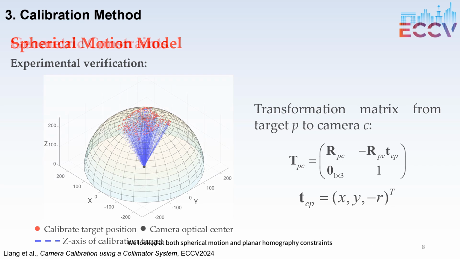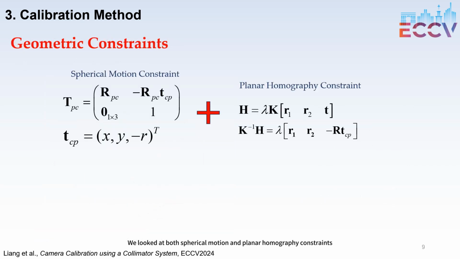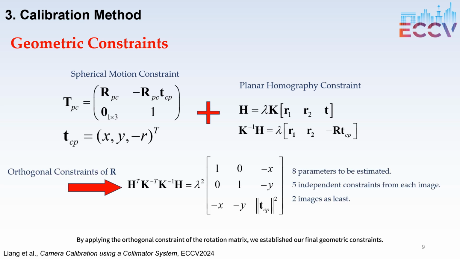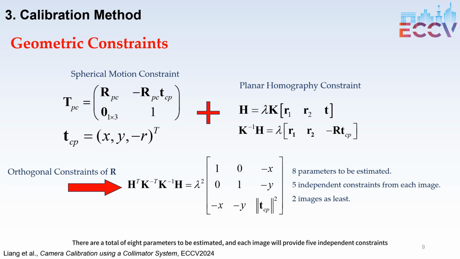We looked at both spherical motion and planar homography constraints. By applying the orthogonal constraint of the rotation matrix, we established our final geometric constraints. There are a total of 8 parameters to be estimated, and each image will provide 5 independent constraints. Therefore, we need at least 2 images to figure out all these parameters completely.